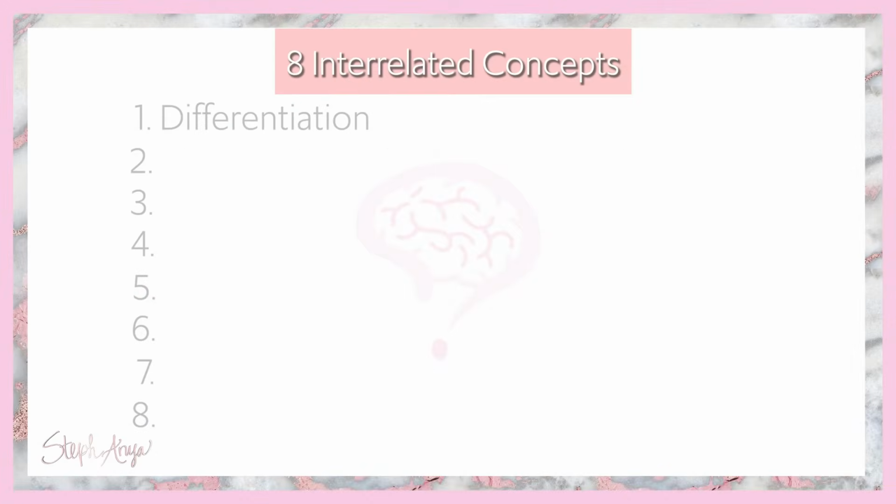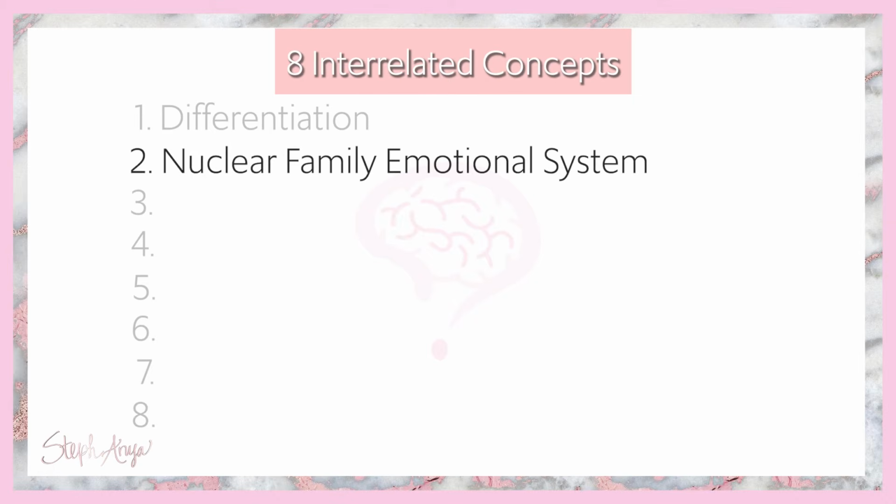The next concept is the nuclear family emotional system. His whole theory here is that people tend to choose partners that are similarly differentiated to them. If you've got a partner who is lowly differentiated, they're probably going to find another partner who is lowly differentiated, which leads to an unstable family unit characterized by high emotions and dysfunction. Signs of this are chronic marital conflict or psychological dysfunction in a child.